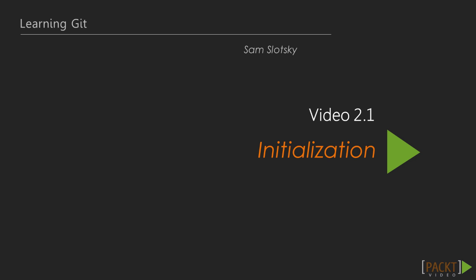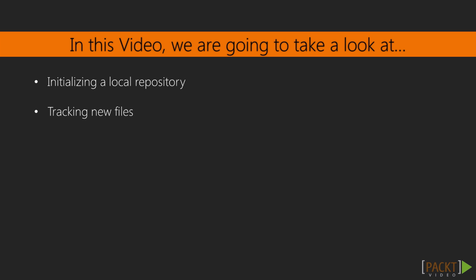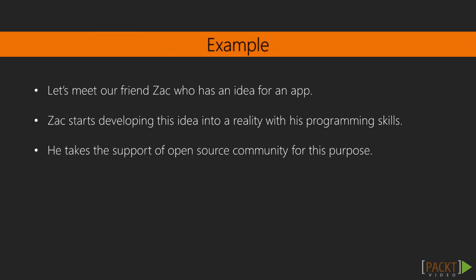But before we dive in, I want to introduce you to a new friend. His name is Zach, and he just had an idea for a real handy app and has the coding skills to make it happen. But he can't do it all alone, so he's hoping to leverage the open source community to make his dream a reality. Zach has heard of Git's popularity for projects like these and has decided to give it a try. Before he can get the code out to other people, though, he'll need to install Git and initialize his repository.